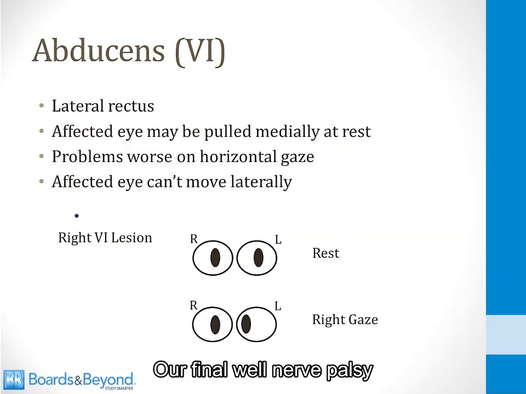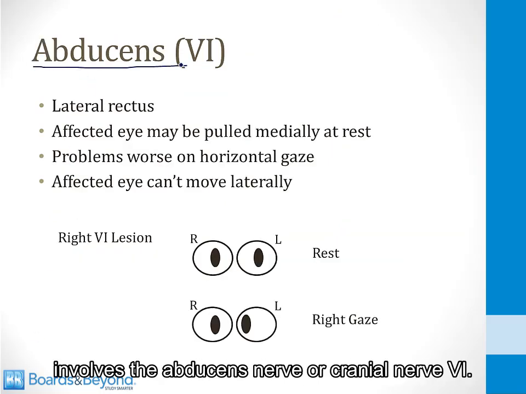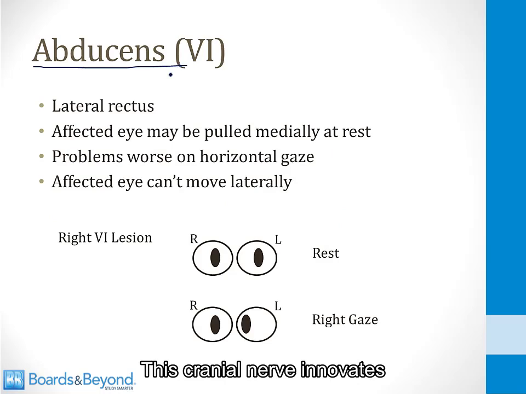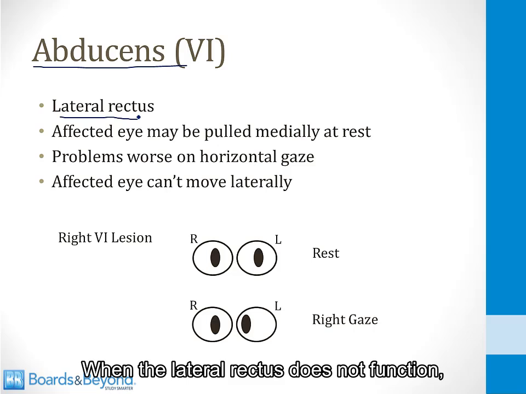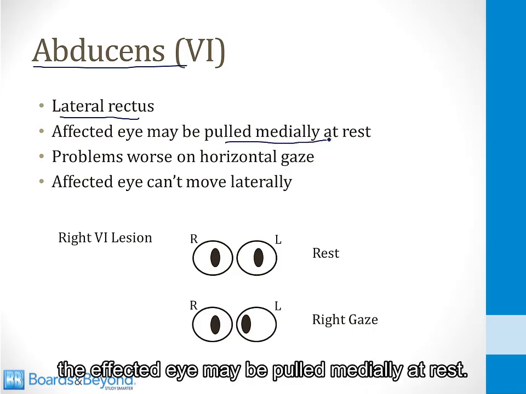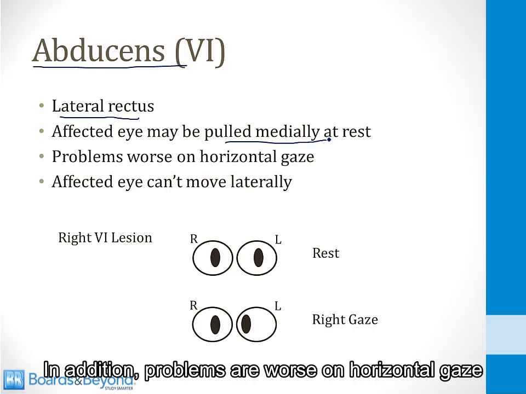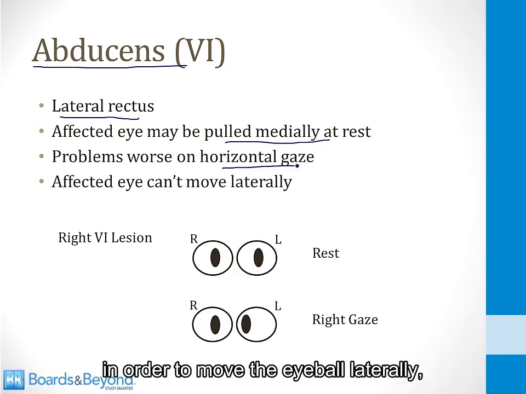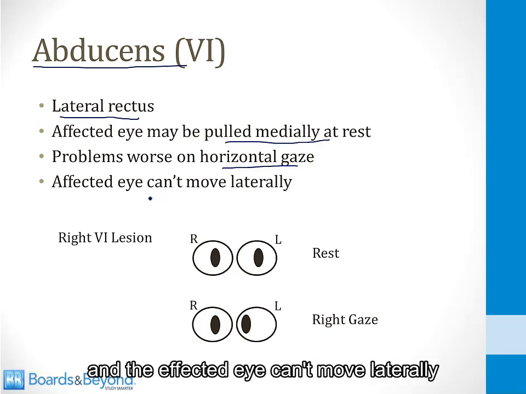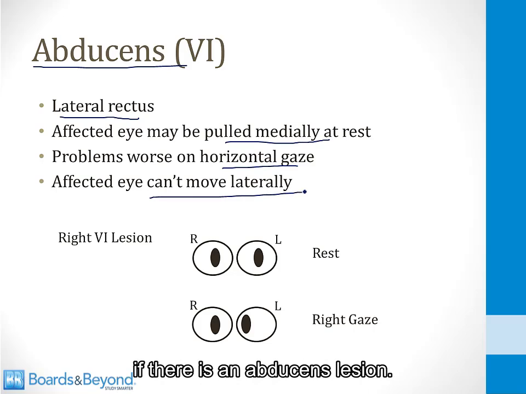Our final nerve palsy involves the abducens nerve or cranial nerve 6. This cranial nerve innervates a single eye muscle, the lateral rectus. When the lateral rectus does not function, the affected eye may be pulled medially at rest. In addition, problems are worse on horizontal gaze because on horizontal gaze you need your lateral rectus in order to move the eyeball laterally, and the affected eye can't move laterally if there is an abducens lesion.